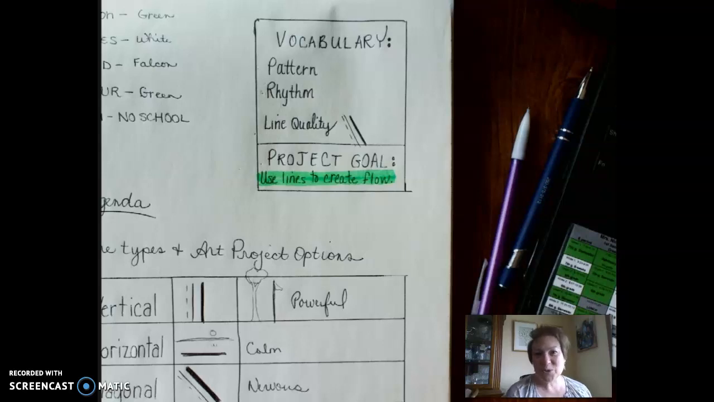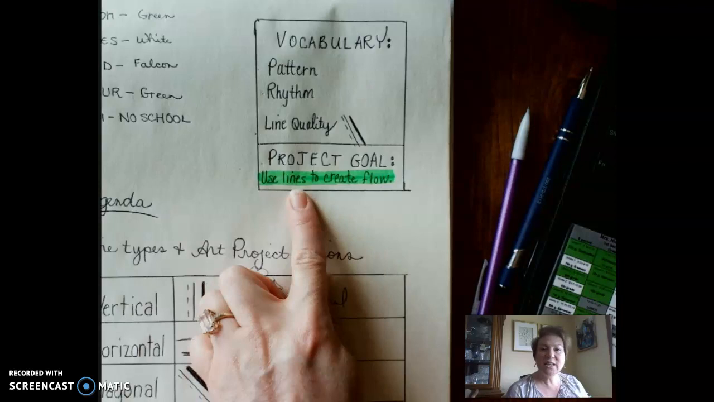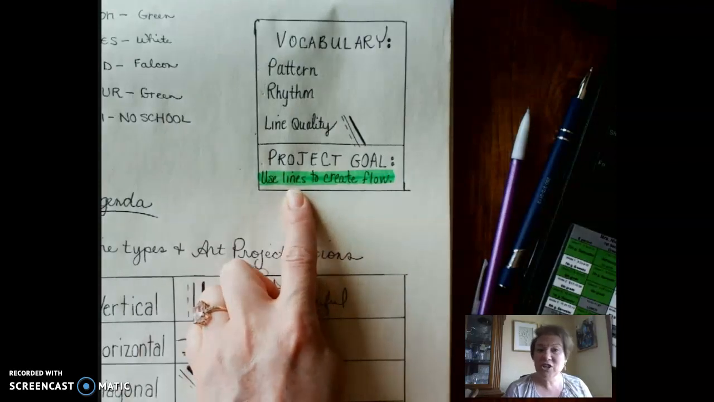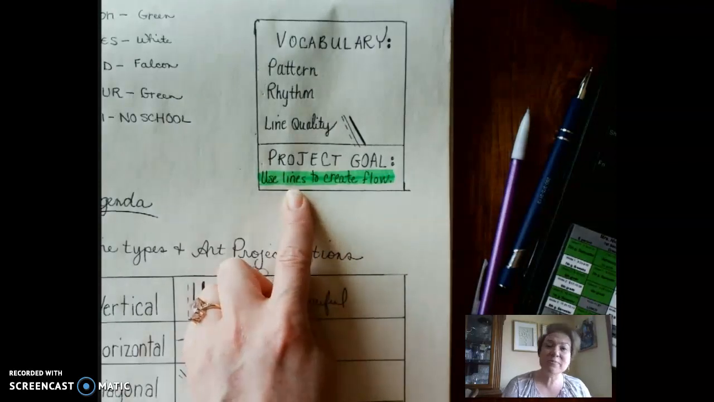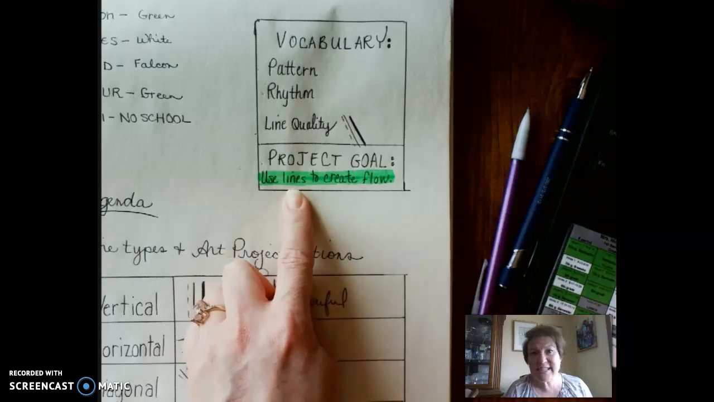Hello, this is the tutorial for creating a maze drawing by hand. So last time we were together, we looked at the whole goal of this project, which was to use lines put together to create some kind of visual flow, something that takes your eye through the design.